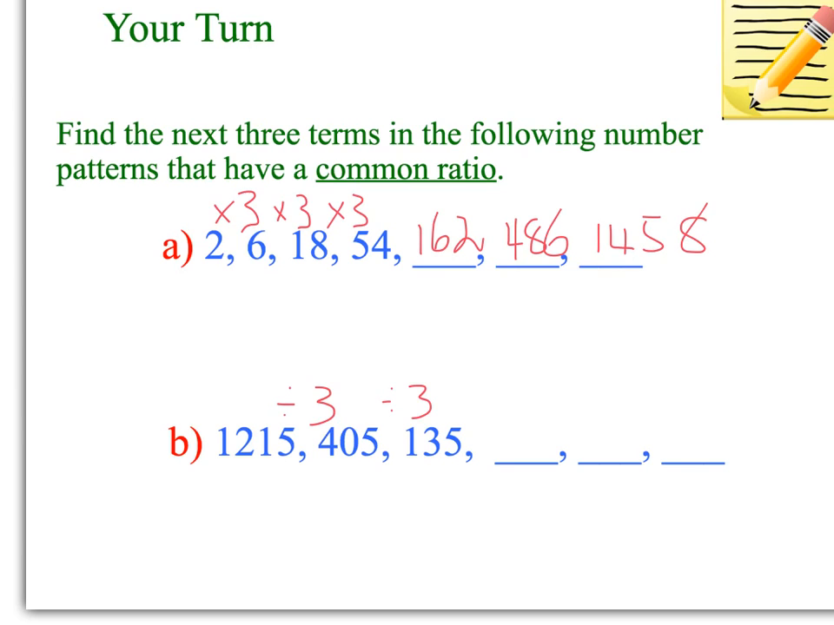So now I just have to divide 135 by 3 to get 45. Then I have to divide 45 by 3. And then I know that it's 5. Okay, hopefully you were able to work those out and learn something about number sequences.